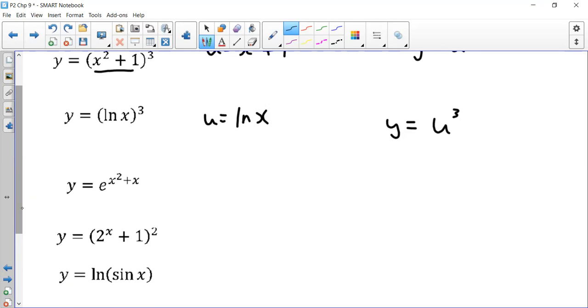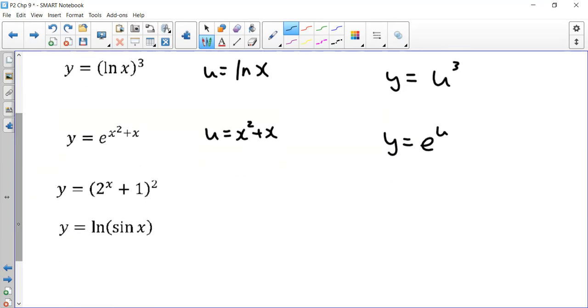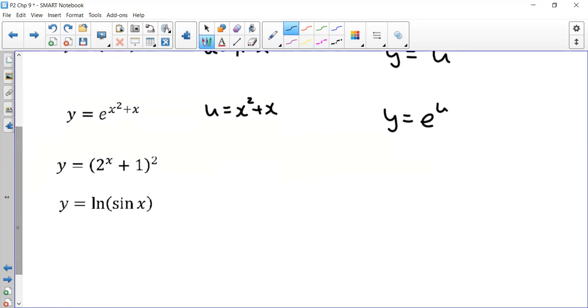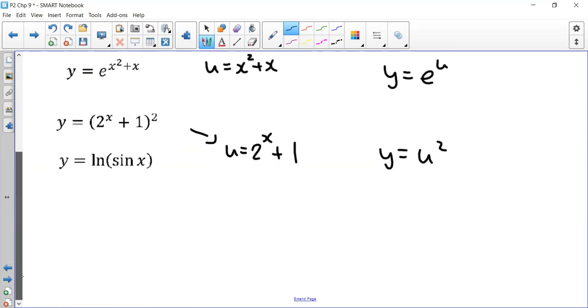The third one, slightly trickier. The u is actually x squared plus x, and y equals e to the power of u. Fourth one, in here, u equals 2 to the power of x plus 1, and y equals u squared. For the last one in here, u equals sine x, and y equals ln u.